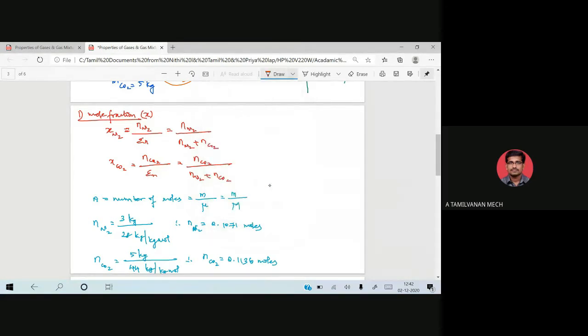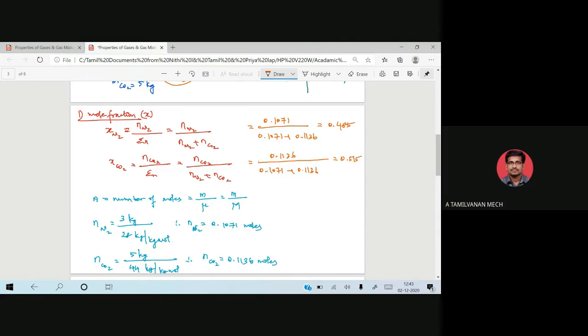Then you substitute the n into the mole fraction formula. Here x of N2 is nothing but 0.1071 divided by 0.1071 plus 0.1136. After substitution, you get approximately 0.485. So x of N2 is equal to 0.485. Next, x of CO2 is 0.1136 divided by 0.1071 plus 0.1136, which is approximately equal to 0.515.